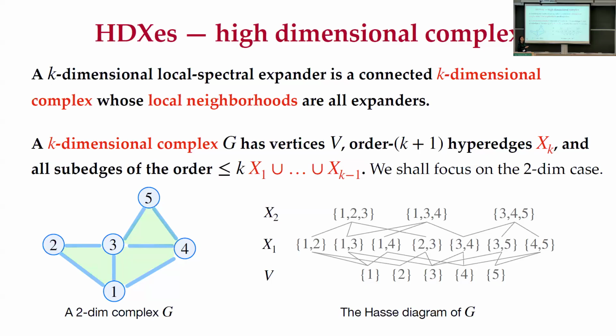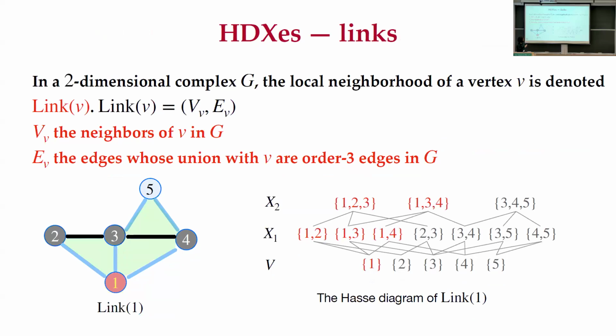So specifically for 2-dimensional complexes, we can define the local neighborhood of a vertex. A local neighborhood of a vertex is also a graph, and it's a graph whose vertices are all neighbors of this vertex V, and whose edges are edges in the original graph that when unioned with V form a triangle in the original graph, in the complex.